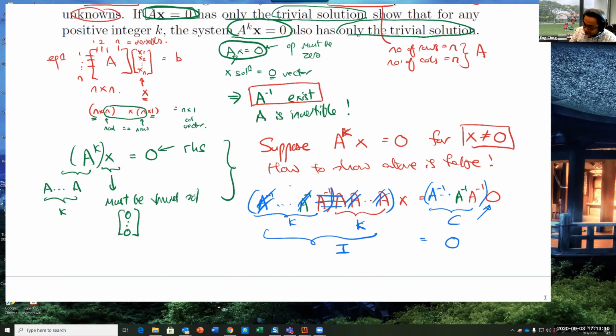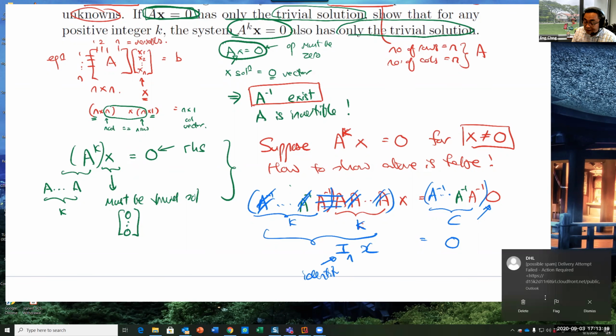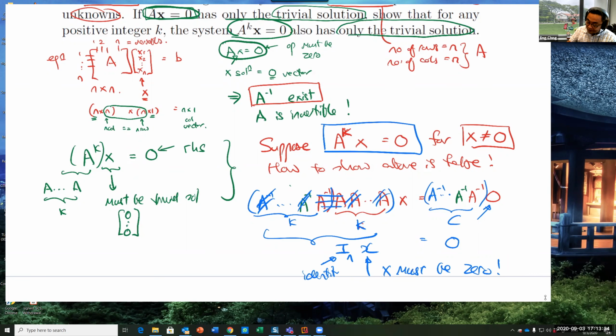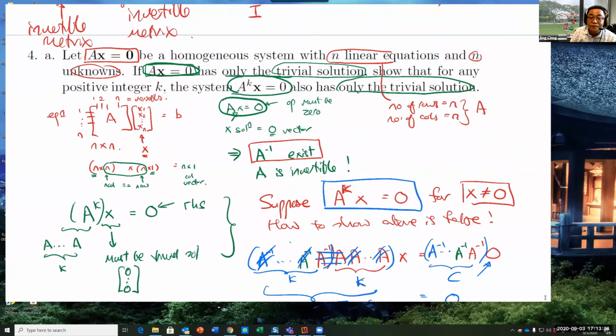I. So what do we have? Ix equals 0. I is the identity of size n. And identity times x equals 0 means x must be 0. So for this equation to be true, x must be 0. And then we have proven this. And what does x must be 0 mean in this equation? It means that A^k is invertible.